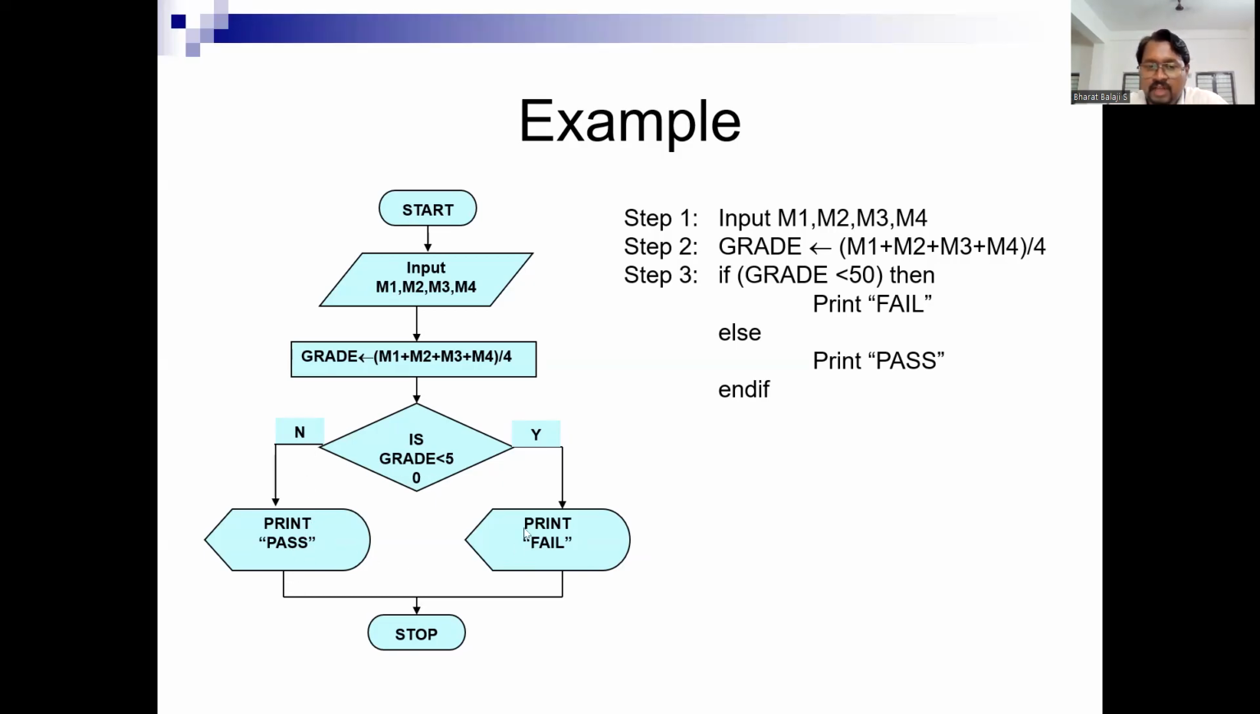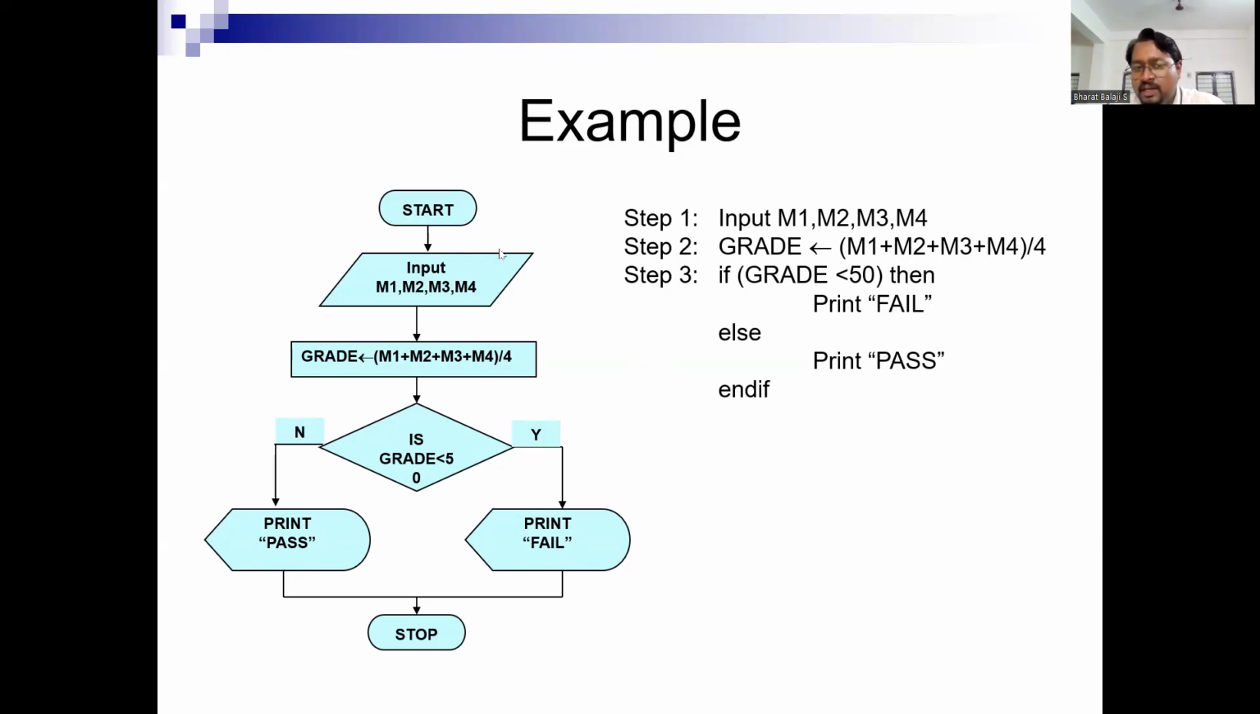So after this result, either this will print or this will print. Both will not print in any problem. This is an alternative solution. That's why wherever there are alternative solutions, we are going to use the rhombus. This is how the program algorithm is converted into a flowchart.